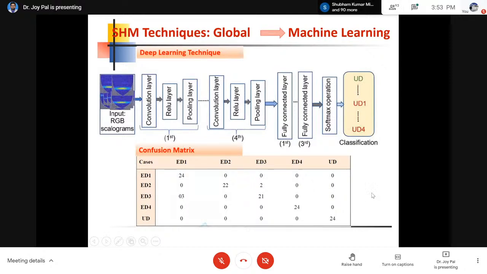When this classification is done, then I give the testing images. On the left side, you can see the category of the testing images. I have given 24 images of the ED1 category, and the machine identifies all 24 as the same category. That means 100% accuracy here. In the case of ED2, I have given 24 images, but 22 are identified as ED2 category, while 2 are identified as ED3 category. In this way, all the cases are done and we are getting very high accuracy and quite satisfactory results.